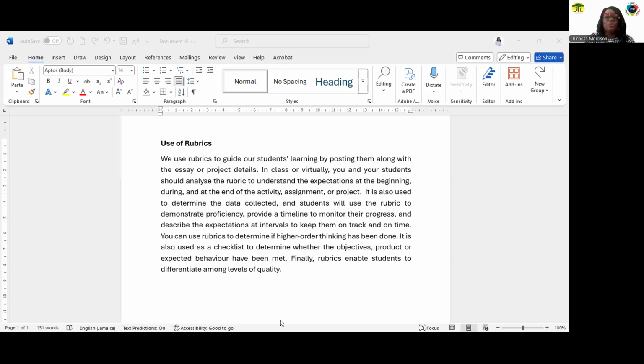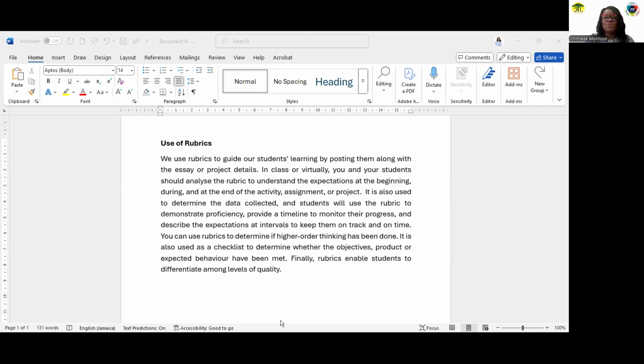Before we do any instruction or ask students to write an essay or to complete a project, it is necessary for you to give them a rubric. We use rubrics to guide our students' learning by posting them along with the essays or the projects before they actually start in class or virtually. You and your students should analyze the rubric to understand the expectation at the beginning, during, and the end of the activity, the assignment, or the project that they are given.